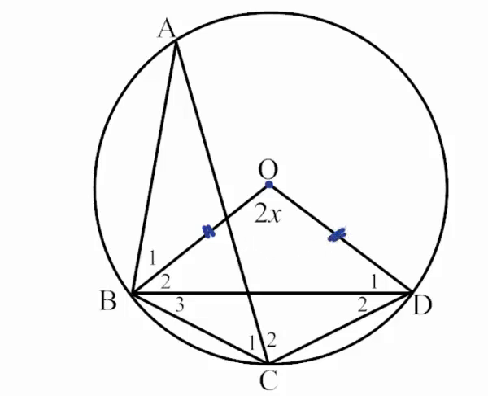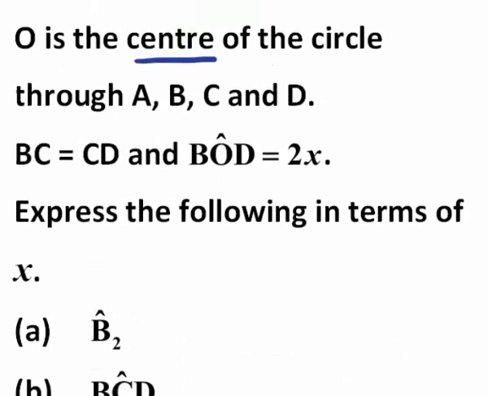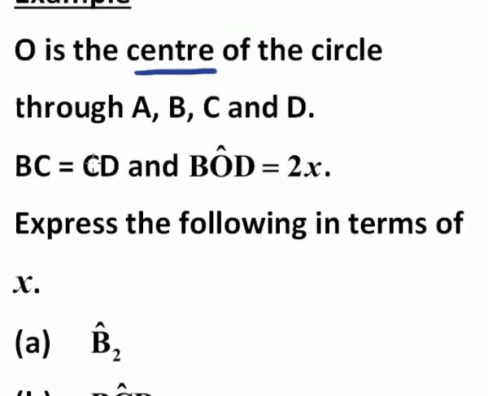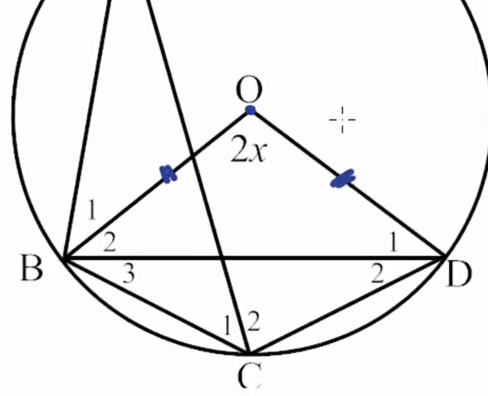Okay, and then what else do we know? We also see that it says there that BC is CD and BOD is 2x. So BC is equal to CD. Immediately, what can we conclude about the angles? This angle is equal to this angle: D2 and B3 are equal. Isosceles triangle, which is great.